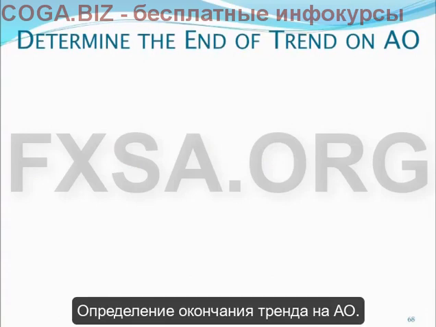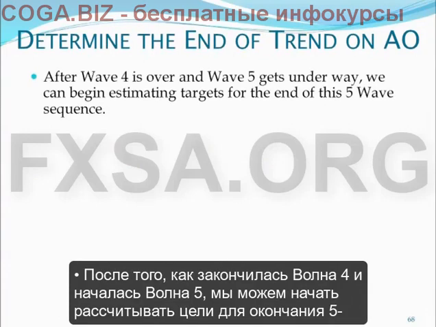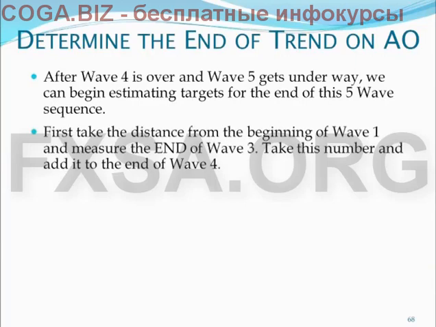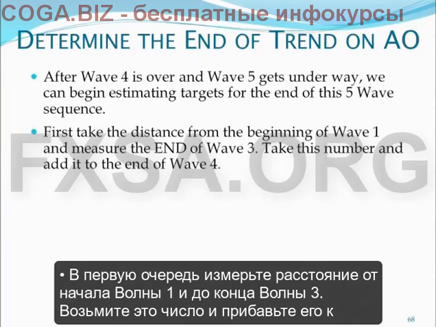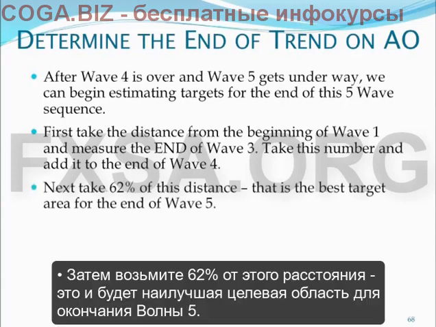Determine the end of a trend on the AO. After wave 4 is over and wave 5 gets underway, we can begin estimating targets for the end of the wave 5 sequence. First, take the distance from the beginning of wave 1 to the end of wave 3. Take this number and add it to the end of wave 4. Next, take 62% of this distance, that is the best target area for the end of wave 5.